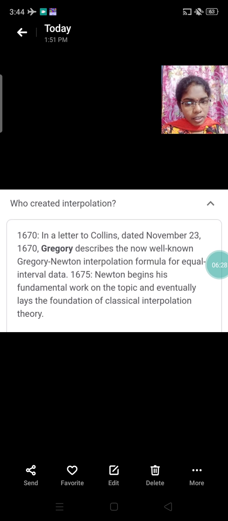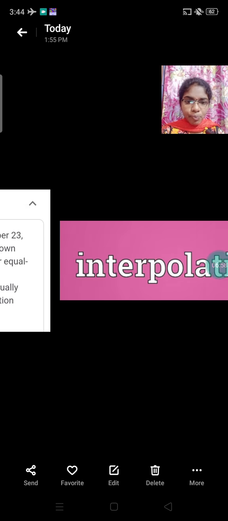Who created the interpolation? In a letter to Collins dated November 23rd, 1670, Gregory describes the now well-known Gregory-Newton interpolation formula for equal interval data. In 1675, Newton begins his fundamental work on the topic and eventually lays the foundation of classical interpolation theory.